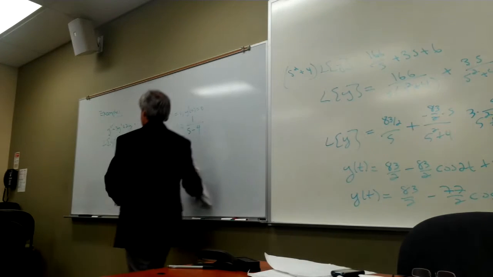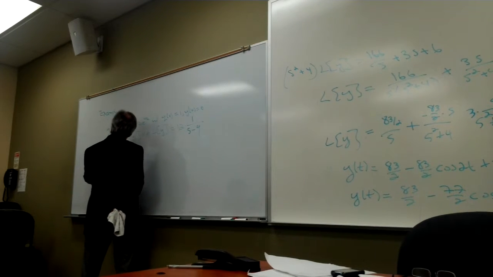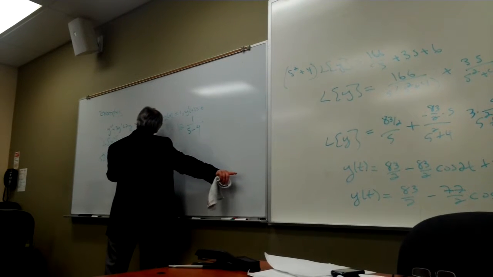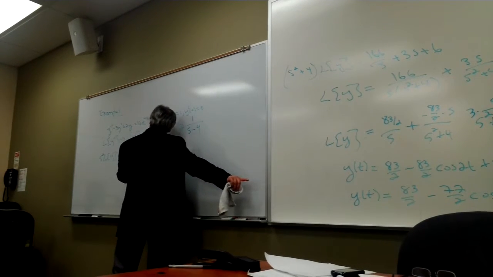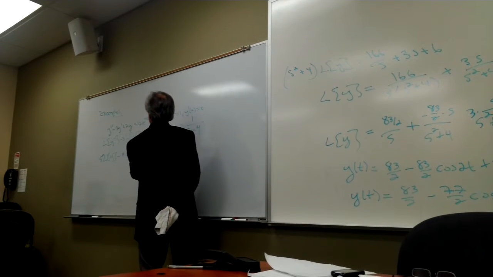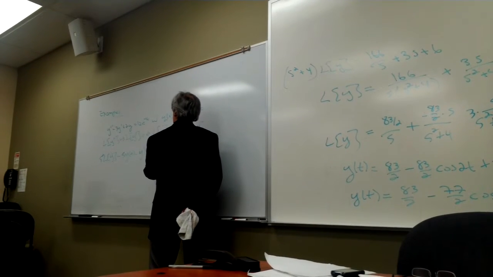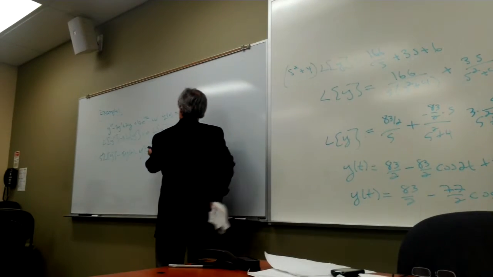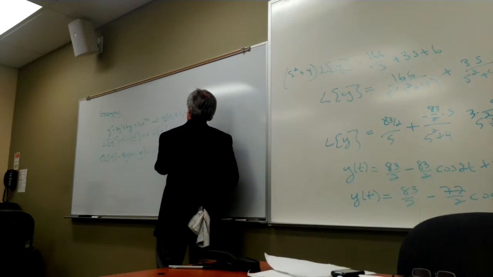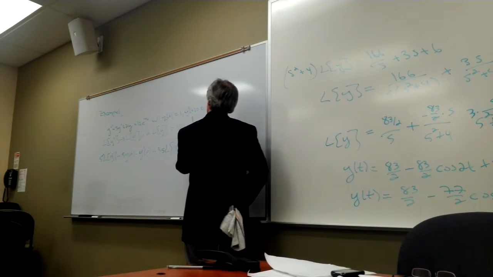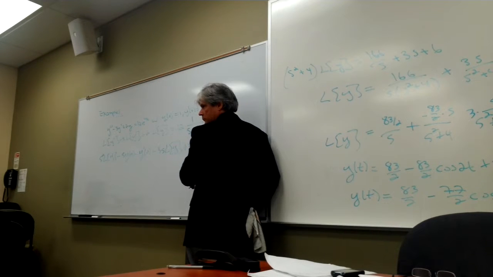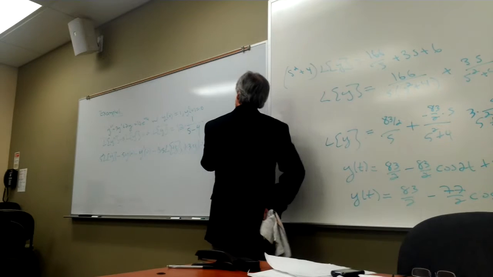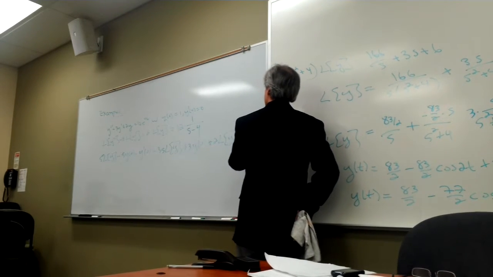And I think I get this. I get s squared times the Laplace of y, minus s times y of 0, minus y prime of 0, then minus 3 times the Laplace. Well, I misspoke, everybody, sorry. I meant minus 3s times the Laplace of y, plus 3 times y of 0, plus 2 times the Laplace of y being equal to nasty business.